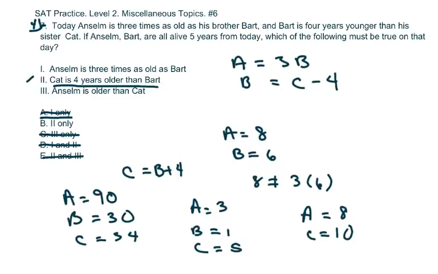So the only answer we have that's correct is 2, because Kate's always 4 years older than Bart, as stated. So you just plug in numbers and try to speak of it that way.